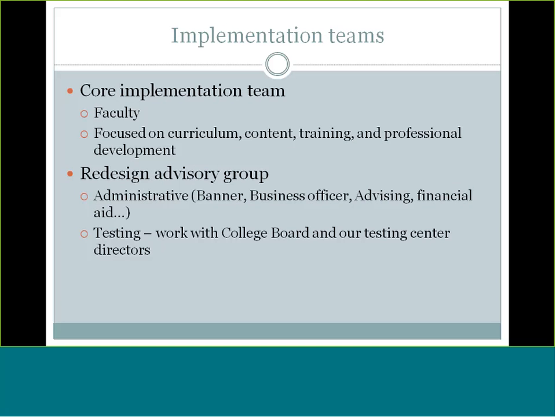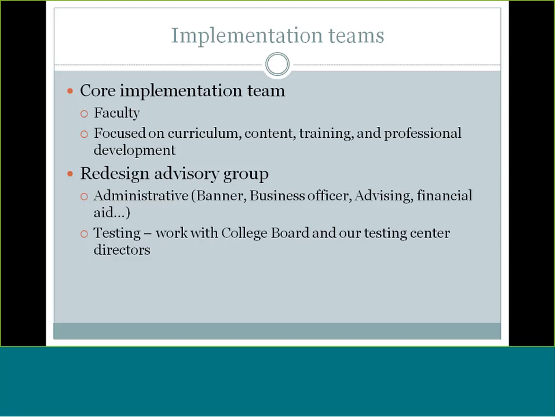So we have this core implementation team. We have 12 faculty members, 6 in reading English and 6 in math, who have been really focused on curriculum and content, training and professional development. Every campus has 2 core implementation people, one from reading English and one from math, assigned to their institution. So if Steve at one institution says, I'm in reading English, but the person from my institution on the implementation team is really a math expert, he has a resource, somebody he can call and say, how are you thinking about soft landing and how might we do that on my campus?